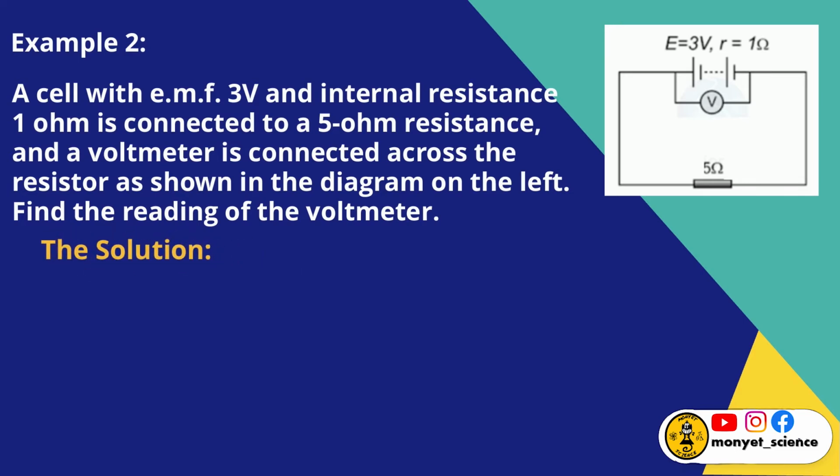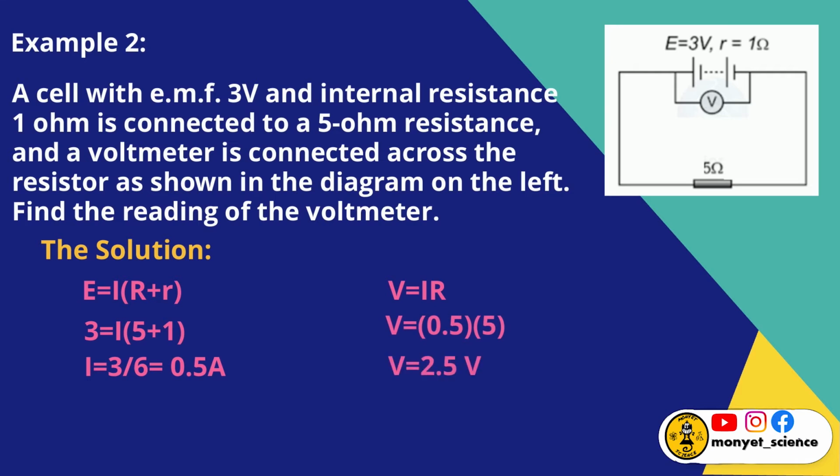To find the solution, we can use the equation E is equal to I times (R plus r) and solve for I. Solving for I, we should get 0.5 amps. To find V, we use V is equal to IR. Solving for V, we should get 2.5 volts.